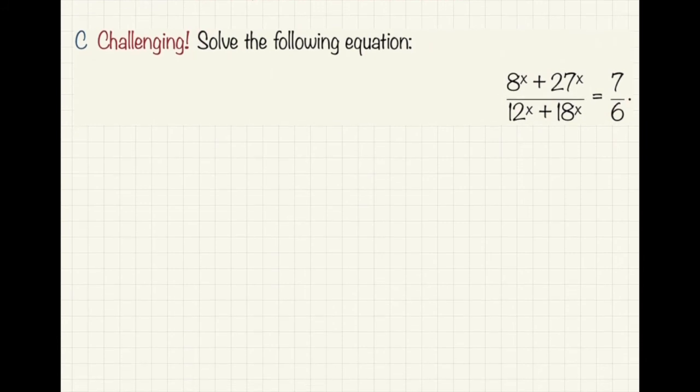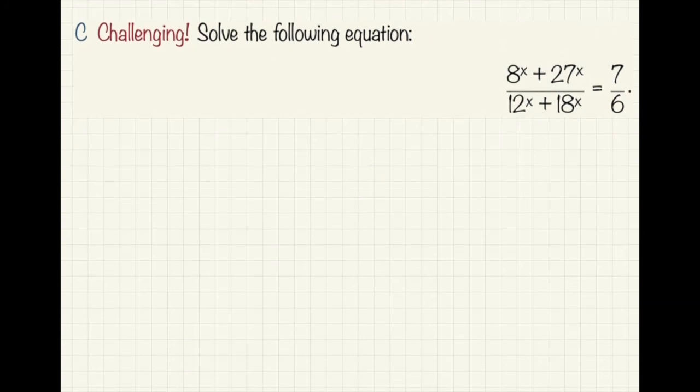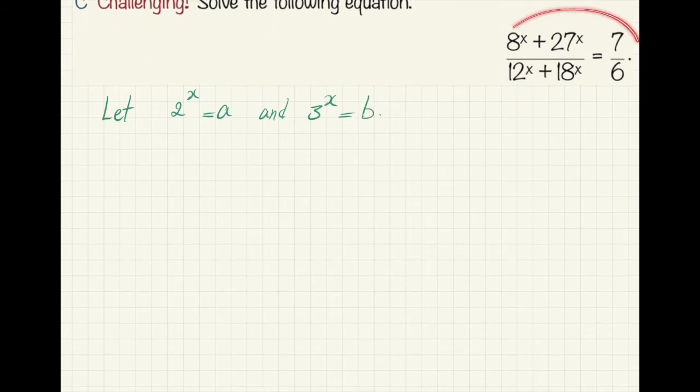Okay, so what should I do? I don't know, could you guess what to do or not, but based on the previous experience, it might not be that hard to introduce some new variables. I will define, so I would write it like this. So I would say let 2 to the power of x be equal to a, and 3 to the power of x be equal to b. Okay, then I will try to write this expression in terms of a and b.